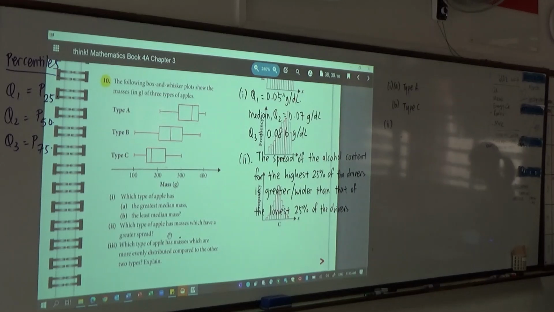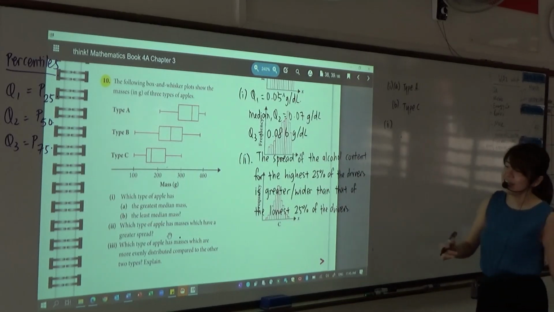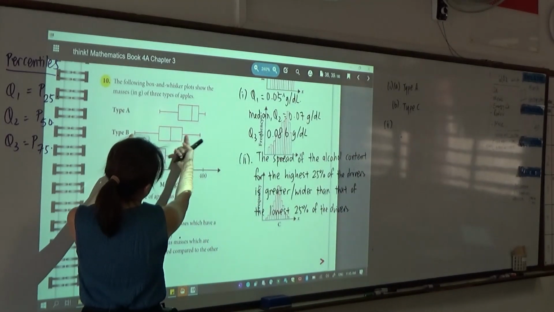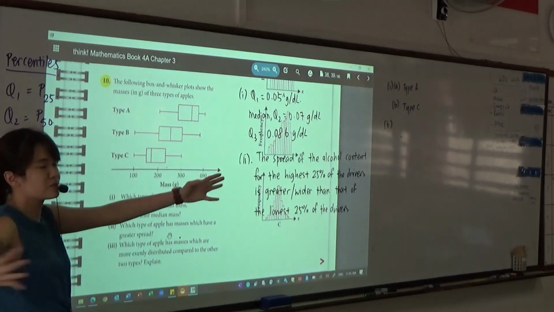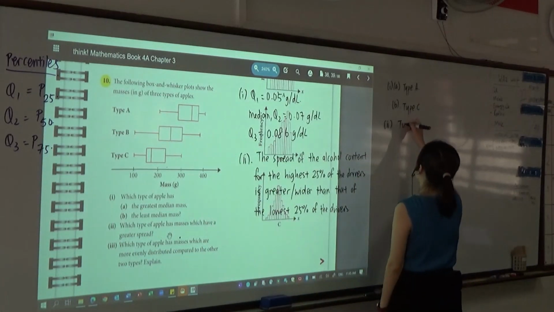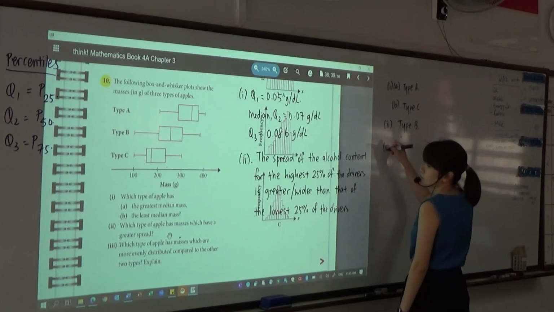Sorry? Do you say A? B. Oh, so I cannot hear you, you say it so fast. Okay, so B has the greatest spread. Why? Because just by looking at the range itself, it is wider as compared to A and C. Okay, so right.